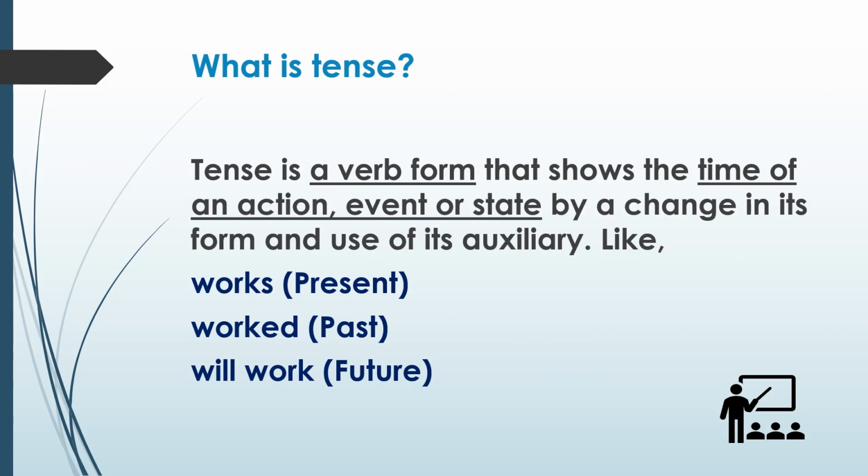What is tense? Tense is a verb form that shows the time of the action, event, or state by a change in the form and use of its auxiliary. Like works, this is present; worked, this is past; will work, this is future.